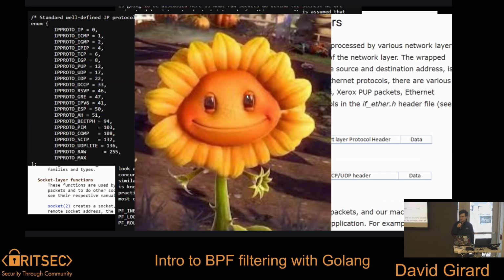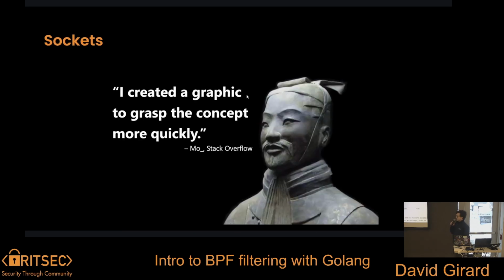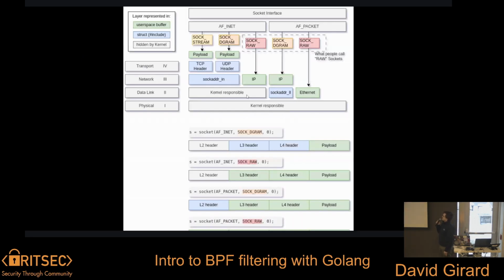And so I was really struggling with that for a while. And then there's this guy. This was crazy. I was on Stack Overflow. This guy, Mo_, he just goes, I created a graphic to grasp the concept more quickly. This answer had like 7 upvotes, and he dropped every option that would be necessary to understand the raw sockets, which was crazy. And this guy has no other posts as well. It was a total drive-by.